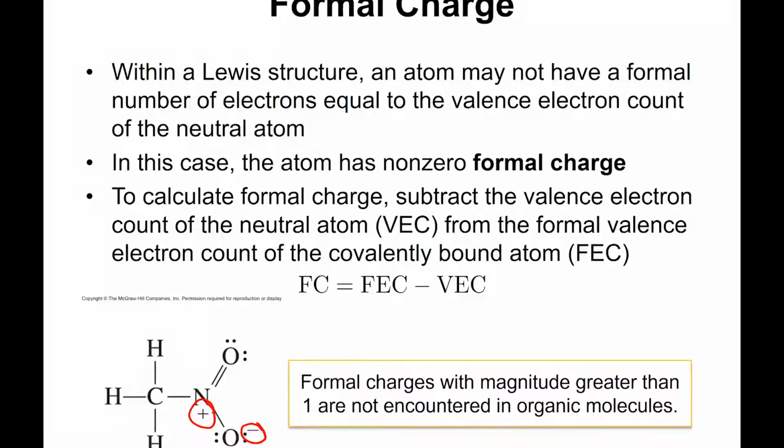Now, there's a way to calculate this. Generally, what you're going to do is subtract the valence electron count of the normal atom from the formal valence count. That's going to be the actual number of electrons that are present on that atom in a molecule. This is going to give you the formal charge. We're not going to see any formal charges with magnitudes greater than 1 in organic molecules. So generally, you're either going to see a +1 or a -1.